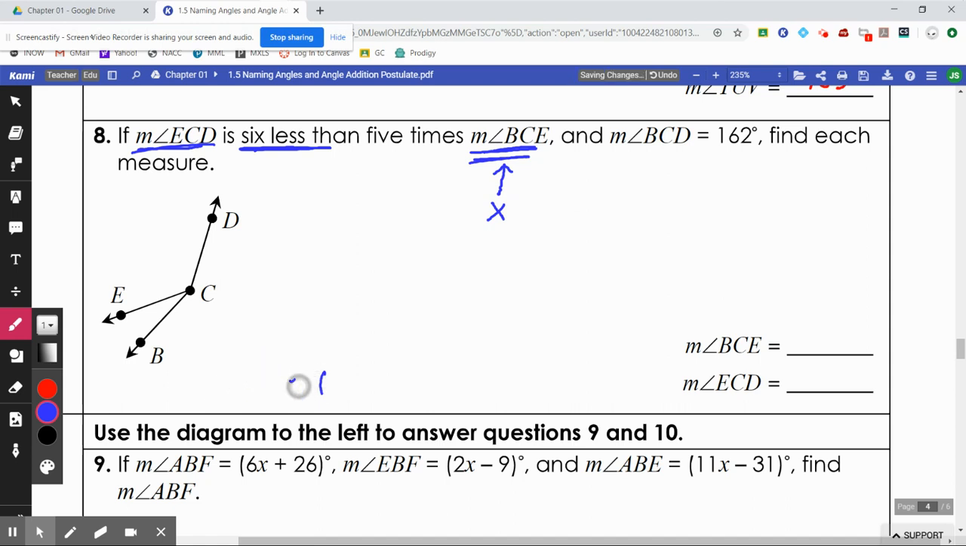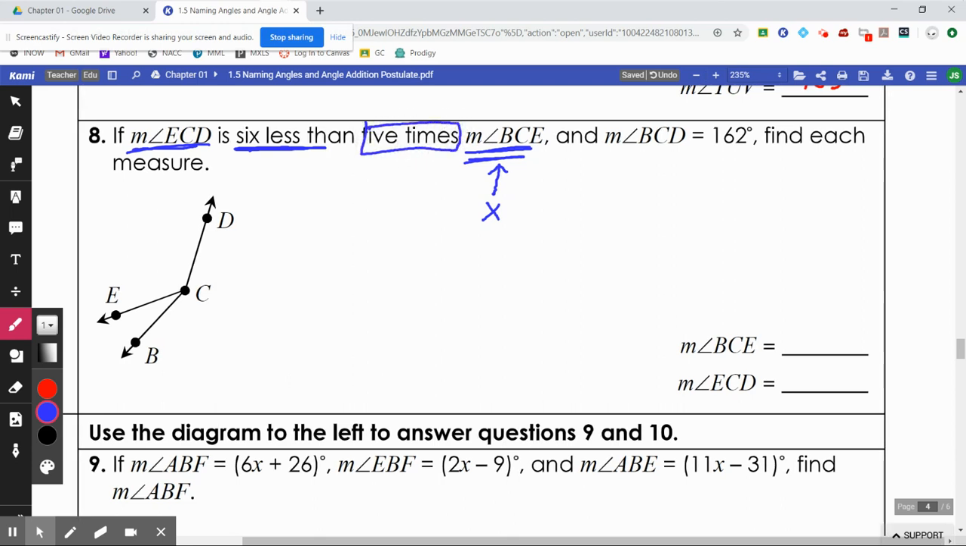So what are we subtracting 6 from? 5 times the measure of angle BCE, which is x. So we're going to do 5 times x, and then we're going to do 6 less than that, which is 5x minus 6. And that is how big ECD is. So BCE is x, and ECD is 6 less than 5 times x.